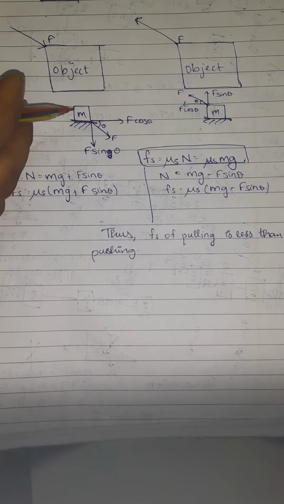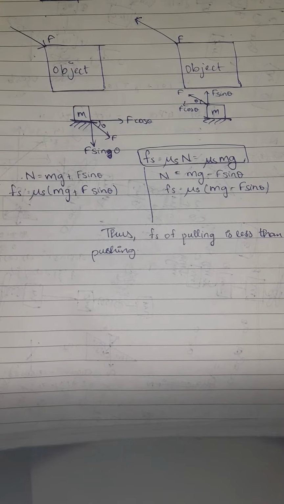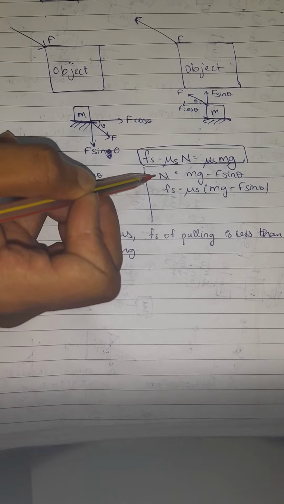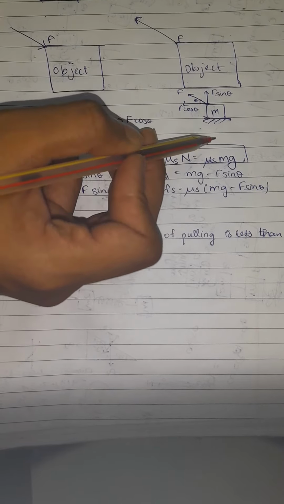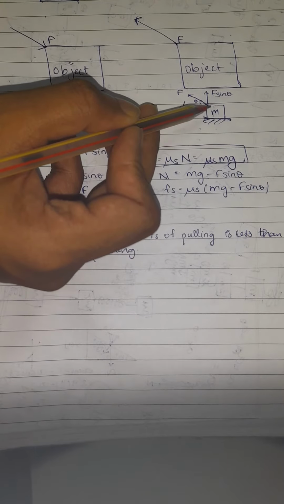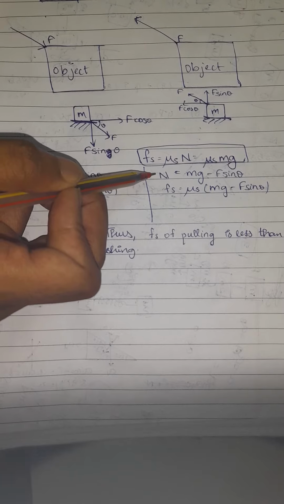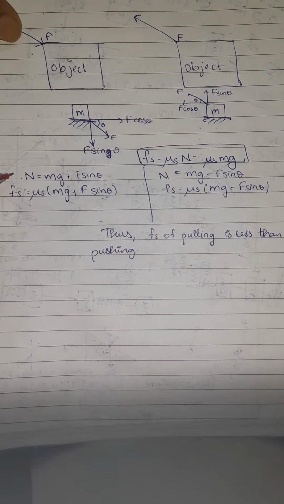when it's being pushed, because there exist two components, mg and F sin theta, acting downwards. Now, in the case of pulling the object, the normal force is equal to mg minus F sin theta, because mg acts downwards whereas F sin theta acts upwards. So over here the normal force is quite a bit less than the normal force on pushing.